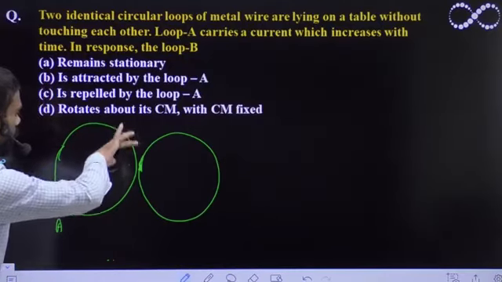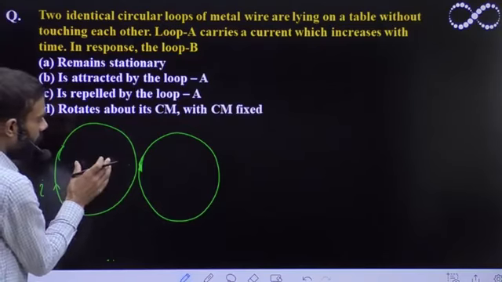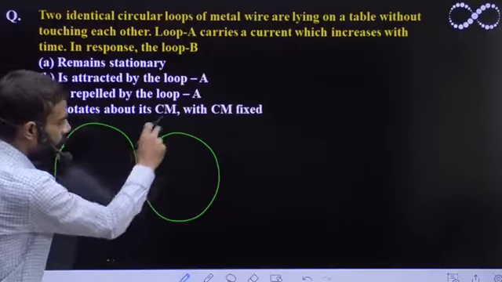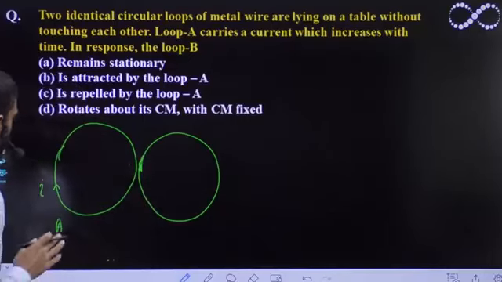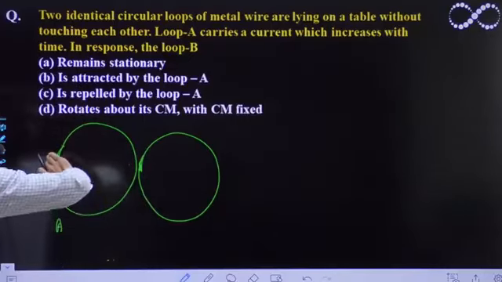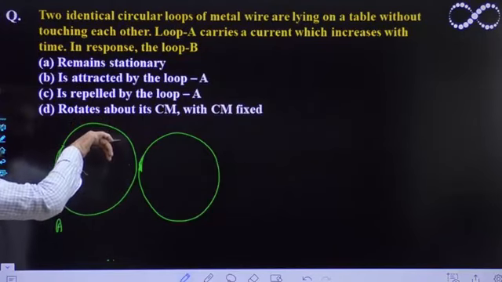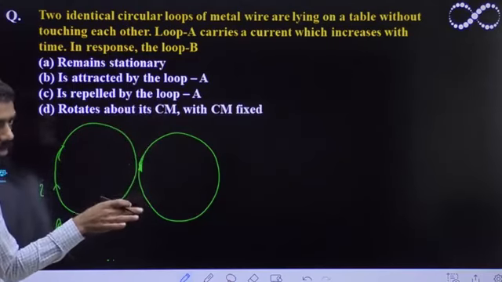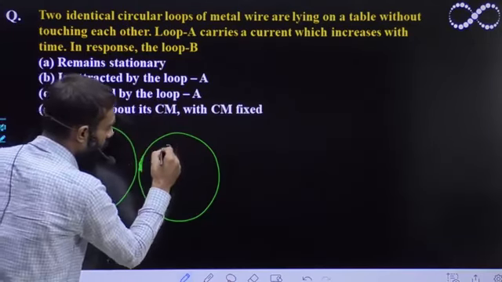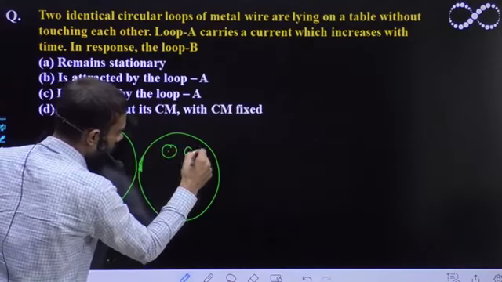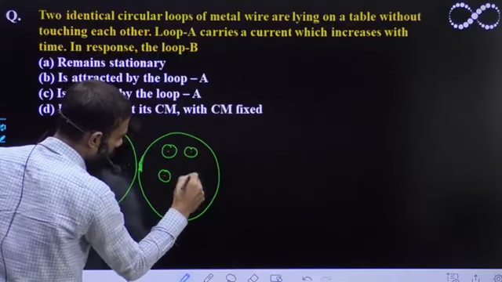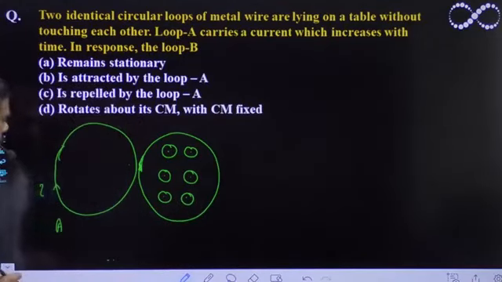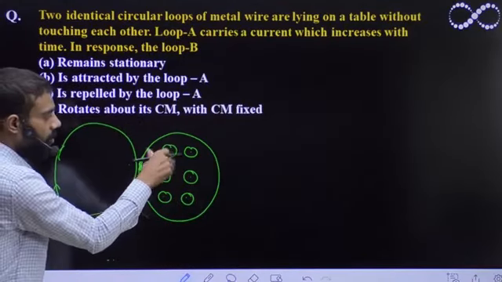If the current is going in this direction, this will act as a magnet and produce a magnetic field, and hence magnetic flux will be associated here. Let us see in which direction. If the current is going in this direction, the magnetic field will go into the plane of paper and come outside, so here the field will come out of the plane of paper. Now since the current is increasing, this field will also increase.